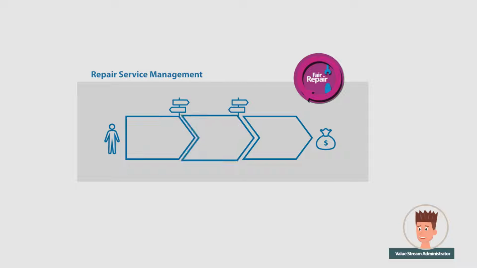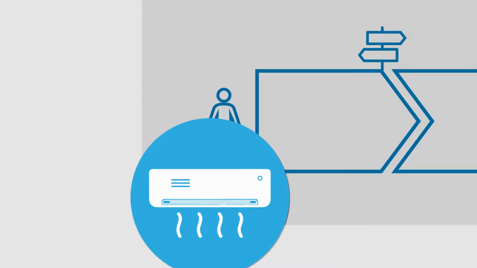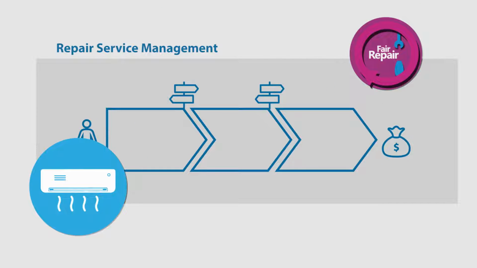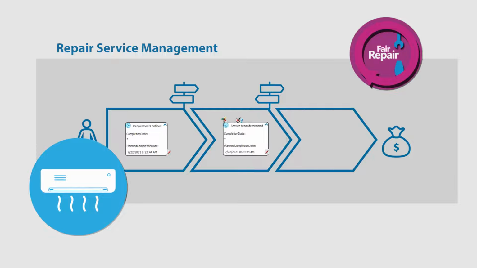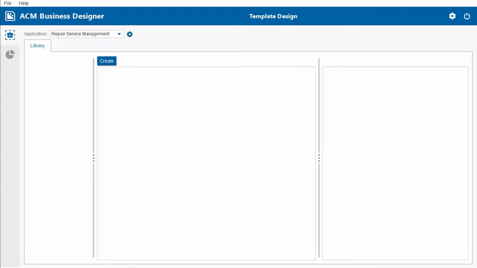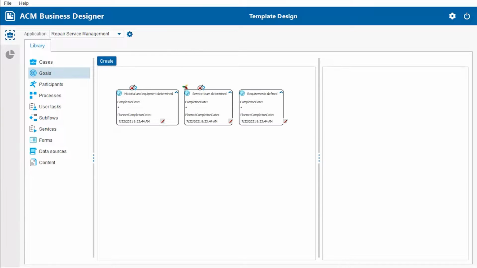ACM maps any given structured or unstructured process into visually separate, goal-oriented chunks. A trigger event, started by a customer call reporting a broken air conditioning unit, initiates a repair service value stream case. First, requirements need to be determined, then a service team is to be assigned, and optionally, required material needs to be ordered.